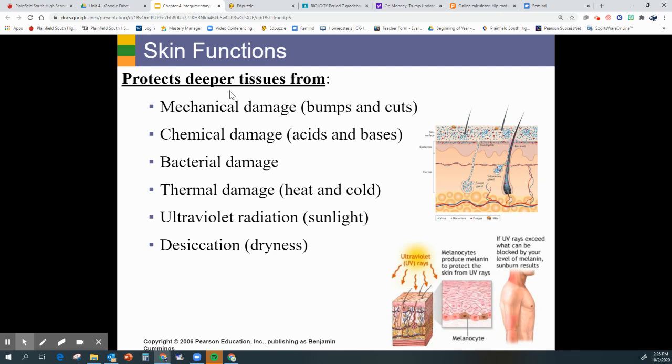It's mostly there to really protect those deeper layers of tissue. So we're protecting against a couple different things: mechanical damage, so bumps and scrapes; chemical damage, just from things like acids and bases that we could come in contact with; bacterial damage; thermal damage from heat as well as cold. All right. Ultraviolet radiation. As long as our cutaneous membranes are pretty well intact, we can protect ourselves to an extent. Okay. And then desiccation, which is simply just dryness.